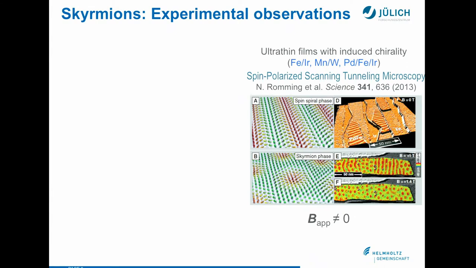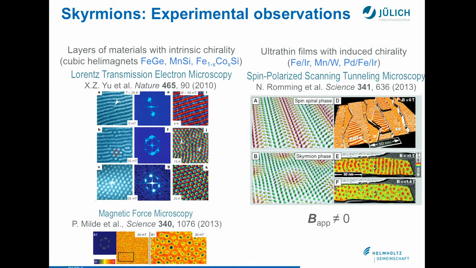And this happens typically at interfaces, for example, here iron on iridium, manganese on tungsten, palladium-iron on iridium. But it happens also in three dimensions, for example, for the P2_13 alloys: iron germanium, manganese silicide, iron cobalt silicon. When you here see the same experiment using Lorentz microscopy, you basically have here a spiral state. And if you raise the magnetic field, you see the skyrmions are precipitating and forming the skyrmion lattice. The same you can do instead of changing the magnetic field, you can also change the temperature and keep the field. And you see basically that the skyrmions are emerging. And you have different techniques to probe these skyrmions.